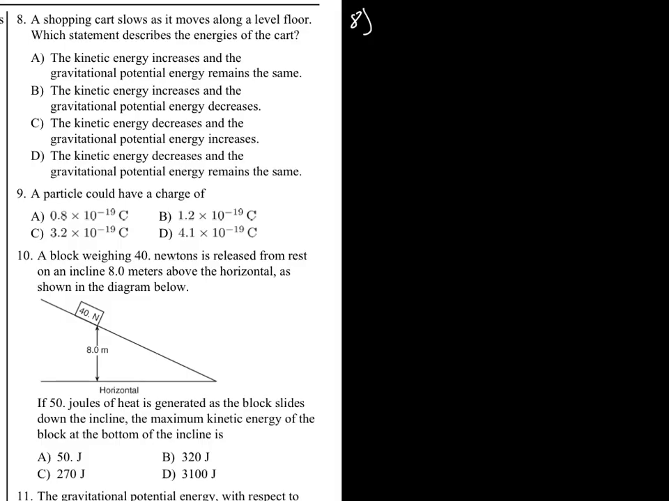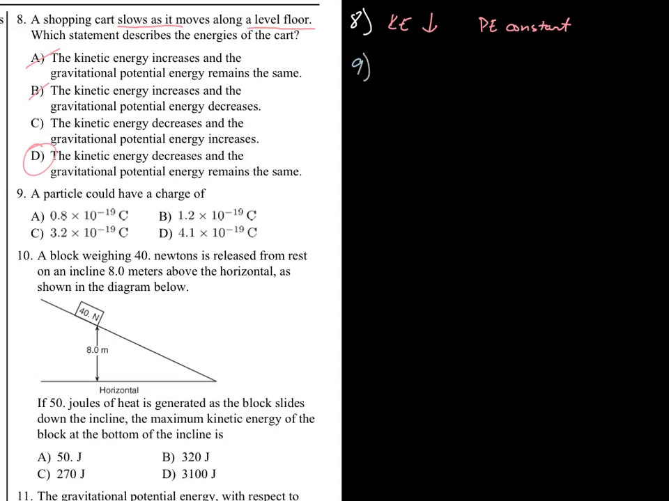All right, number 8. So this one's a reading question. A shopping cart slows down. So we're looking at kinetic energy decreasing as it slows down. So that's crossing off A and B. And it says along a level floor. So PE is constant because it only changes if you change the height. So we're looking for gravitational energy remaining the same. That's choice D.